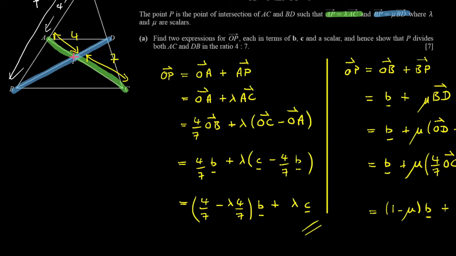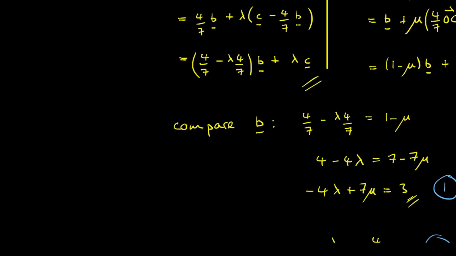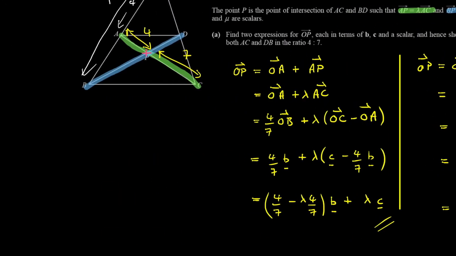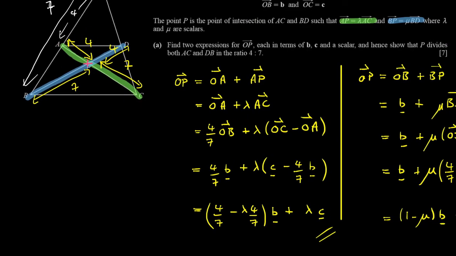And the same thing applies with BP is equal to mu BD, right? If BP is equal to mu BD, then if mu is equal to 7/11, then this length here will be 7, and this length here will be 4, because 7 plus 4 is 11. So we are asked to show that P divides AC and DB in the ratio 4/7, and that is exactly what we've done, right? Because this is the ratio 4/7, and this is also the ratio 4/7. So we have completed the question.